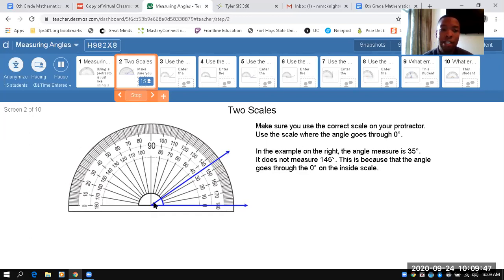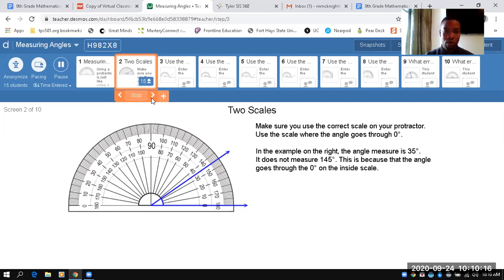Now, wherever that top line is, that is what my angle is. So for this one, my angle would be 35. And it's 35 because my 0 is on the inside, so I'm looking at the inside number. If my angle was on this side, since my 0 is on the outside, I'd be looking at the outside numbers. So it all depends.